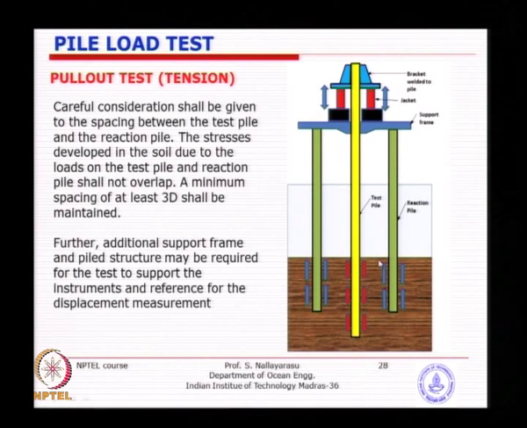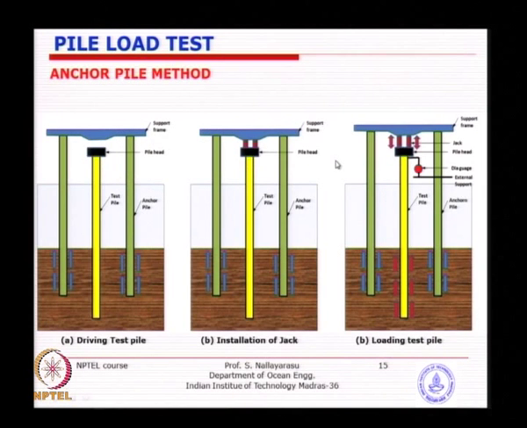It is exactly the opposite, only the Kentledge placement and the hydraulic jack placement are in a reverse condition. If you just go back to our test somewhere here, I think something like this. So this one is the anchor pile method, you are doing a compression test; just reverse the process and the placement of the hydraulic jacks, and you will get the pull out test.